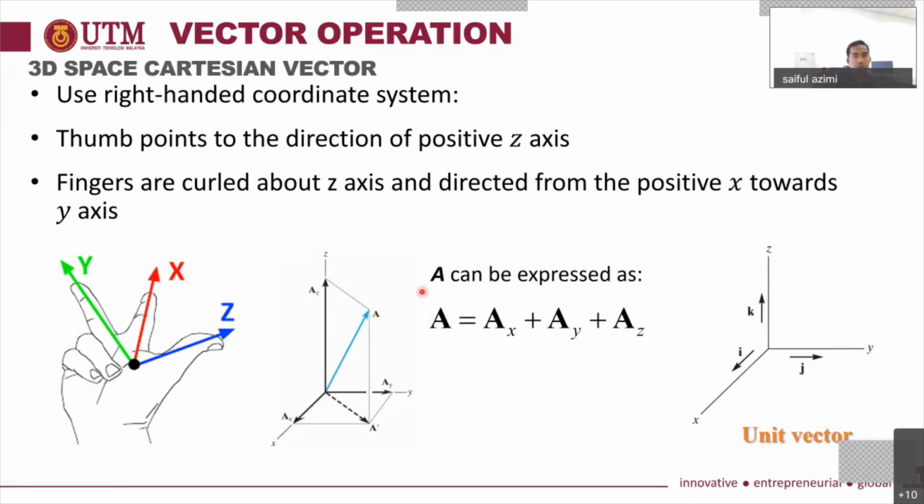For this 3D space, here we have A, which is the resultant force. We have AZ here, AY here, and AX here. So A can be expressed as the combination of the X element, the Y element, and also the Z element.